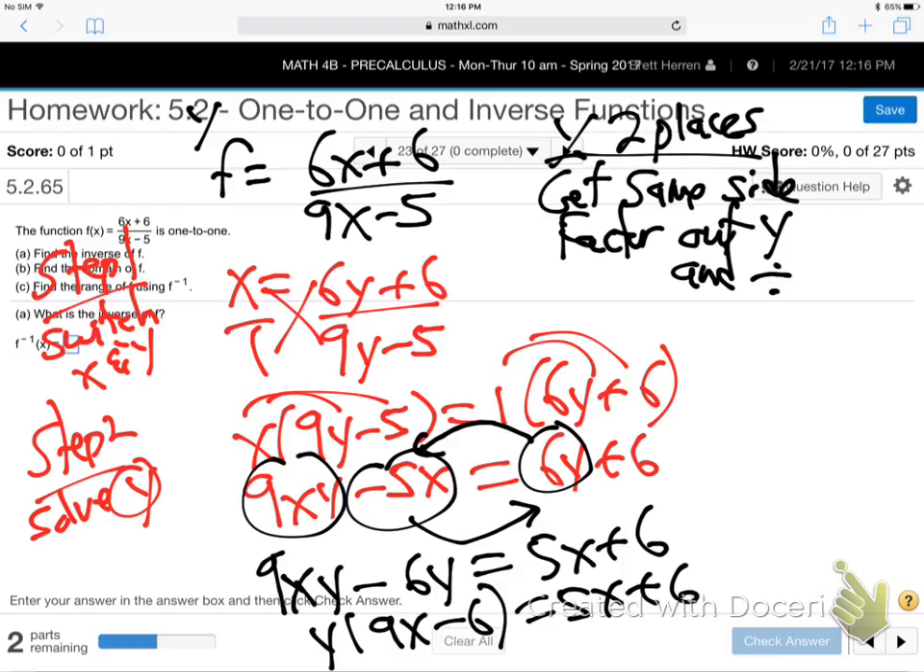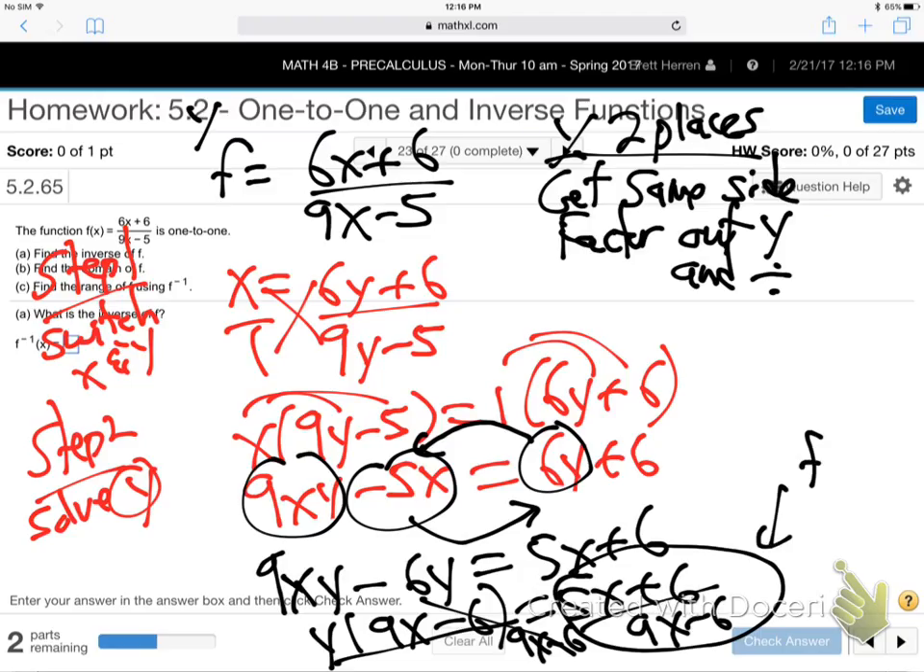Get them on the same side, factor out, and now you can just divide. Just divide both sides by 9x minus 6. Boom. Like that. There's my answer. What is that? That's the inverse. Everybody see all that? That makes sense? These steps here.